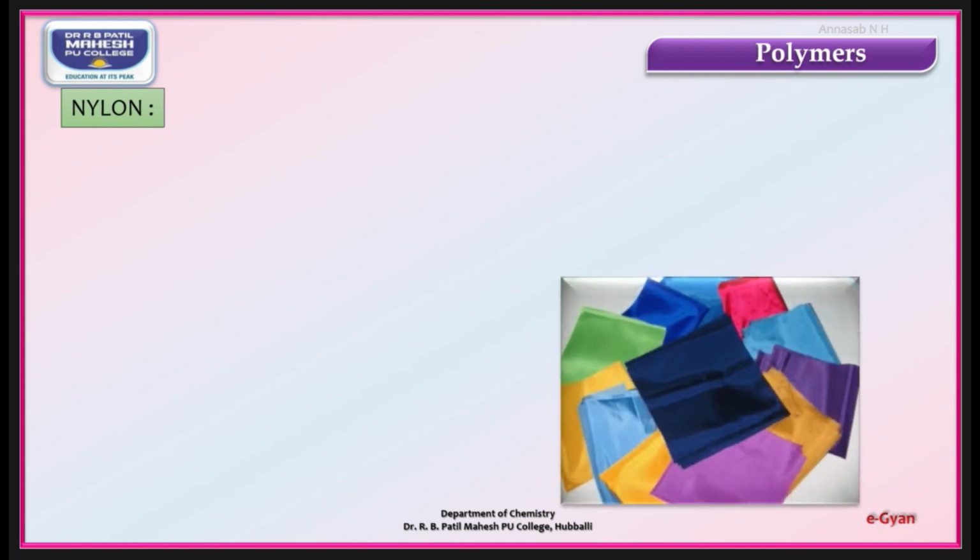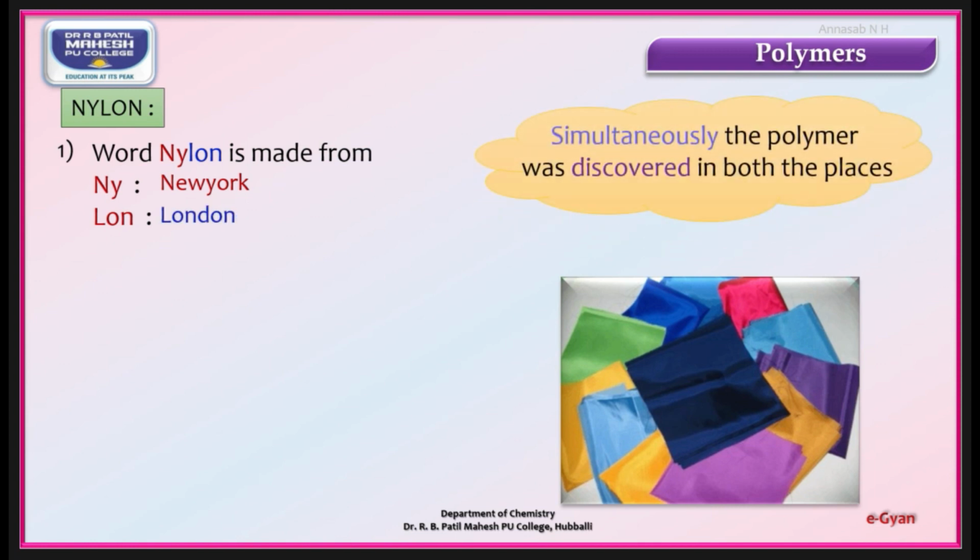Nylon. We have heard this name nylon in many places, in one of the polymers, and the name is derived from the two great cities, New York and London. The preparation of this type of polymer was done simultaneously in these two cities, New York and London. As a great gesture, the polymer which is prepared is named as nylon. NY stands for New York and LON stands for London.